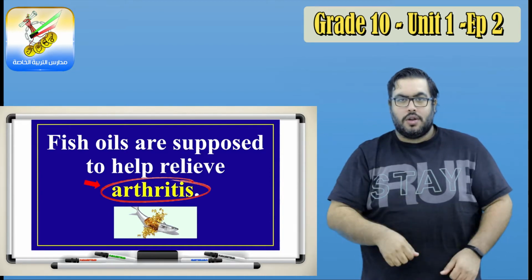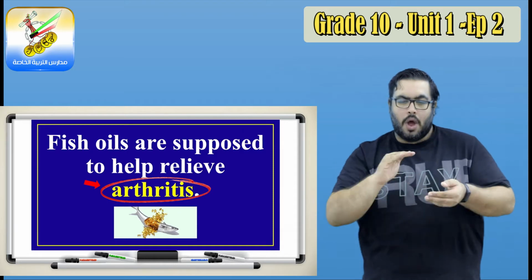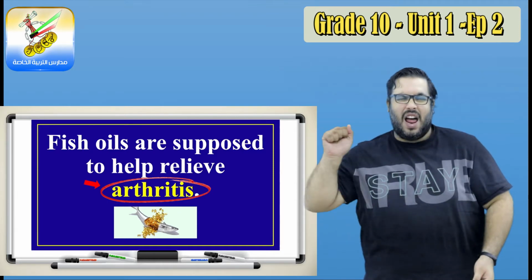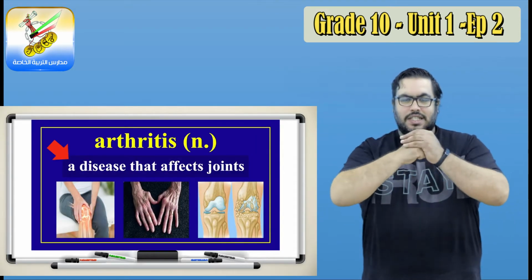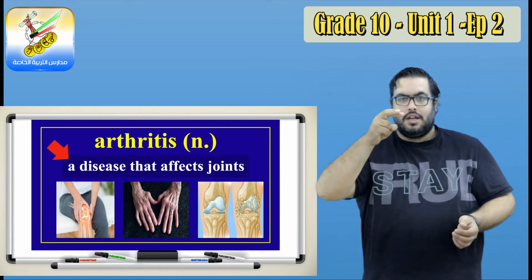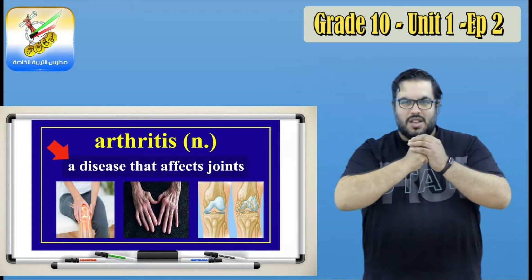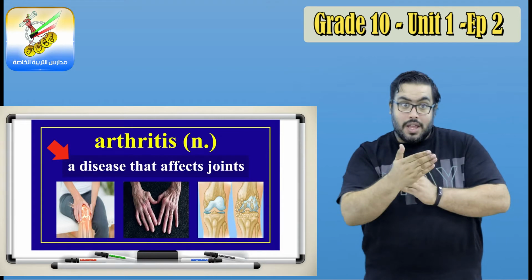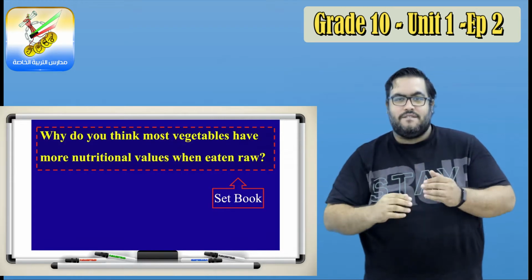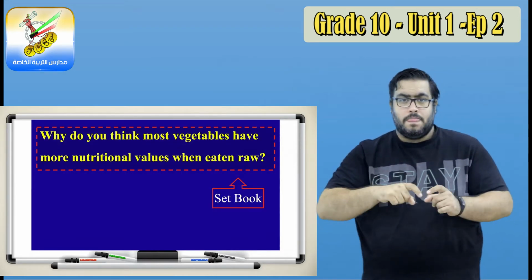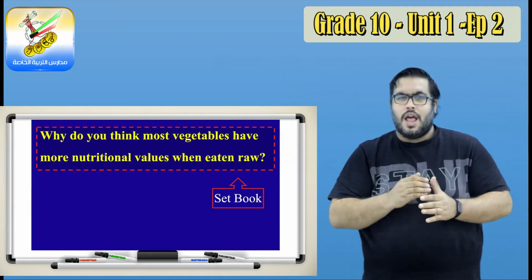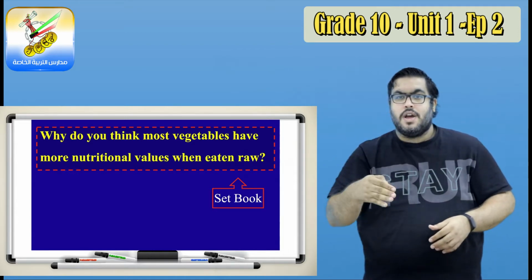This is a new vocabulary item for you, right? Let's go ahead and learn what it means together. Arthritis is a noun. It means a disease that affects joints, just like the images you see. This is our second question. Why do you think most vegetables have more nutritional values when eaten raw?